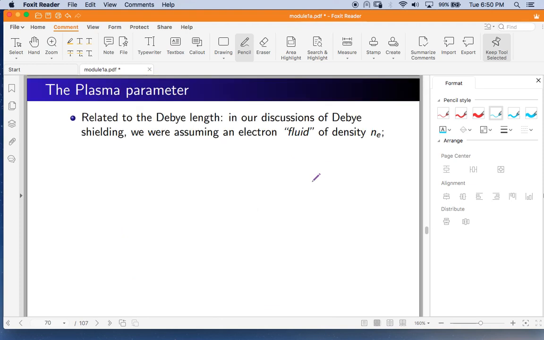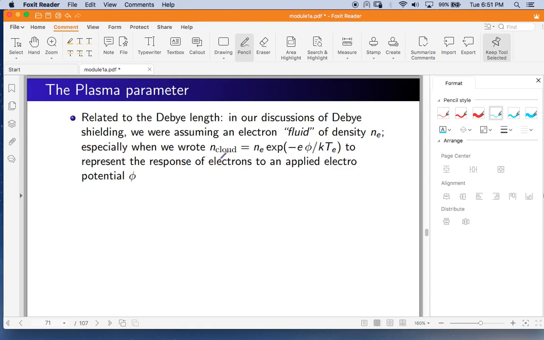Now, there's this thing called the plasma parameter. In our discussions of Debye shielding, we were assuming an electron quote unquote fluid of density n_e. When we wrote n_cloud as n_e raised to something, whenever you mention the word density, you're automatically assuming that there are so many particles per cubic centimeter, or whatever representative length scale you're talking about, that it's meaningful to talk about a density.